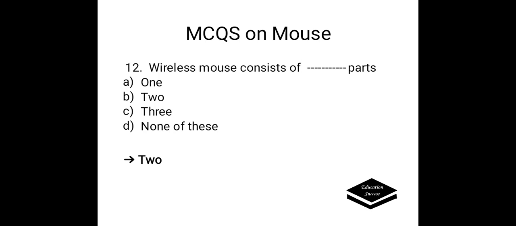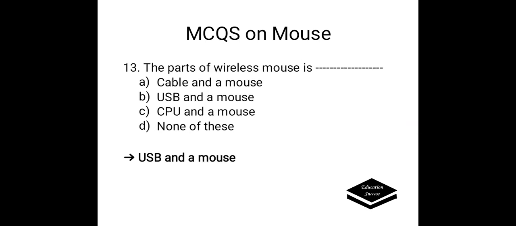Wireless mouse consists of dash parts. Options are A 1, B 2, C 3, D none of these. Correct answer is 2. Wireless mouse consists of two parts. The parts of wireless mouse are, options are A cable and a mouse, B USB and a mouse, C CPU and a mouse, D none of these. Correct answer is USB and a mouse. The parts of wireless mouse are USB and a mouse.